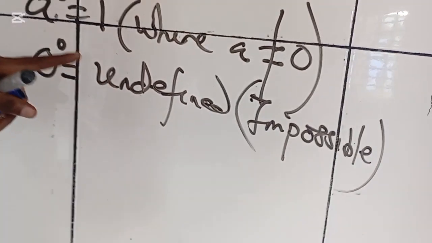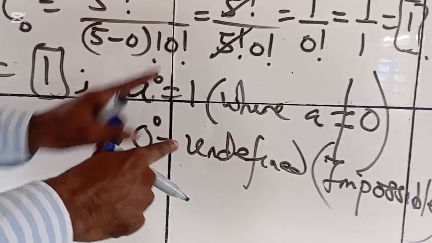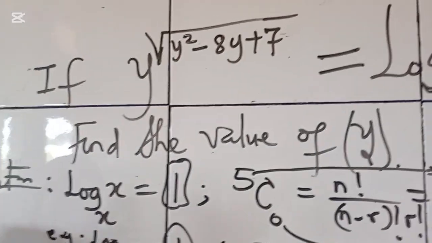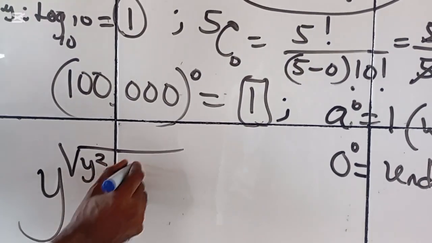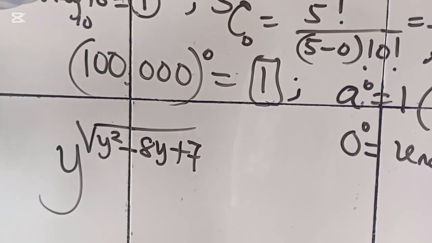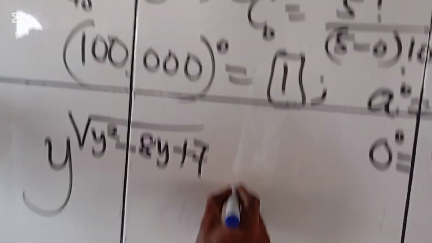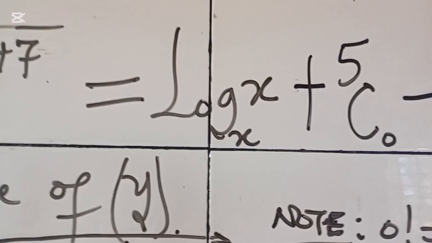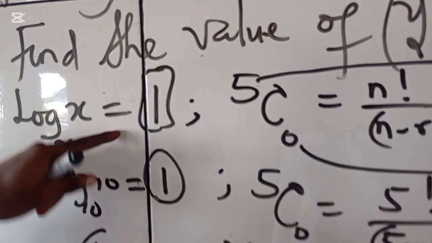But any number apart from 0 raised to power 0, the answer is 1. That shows 100,000 raised to power 0 is 1. From there I connect my answer. I write y raised to power square root of y squared minus 8y plus 7 is equal to log in base x of x, which is 1. I'm through with that.